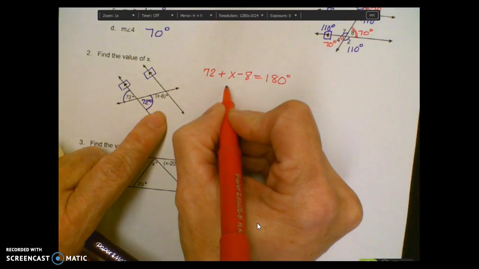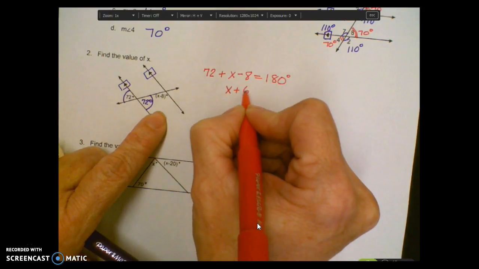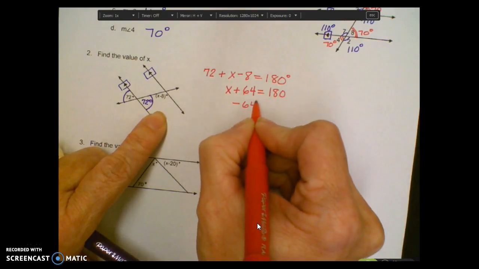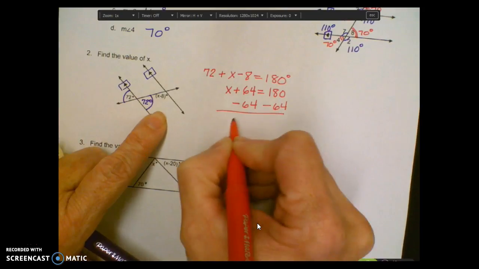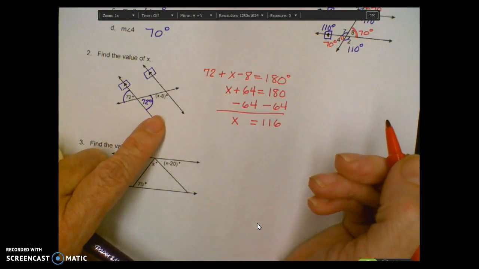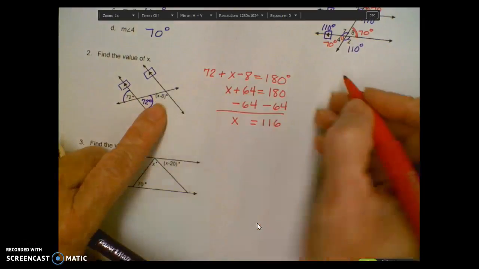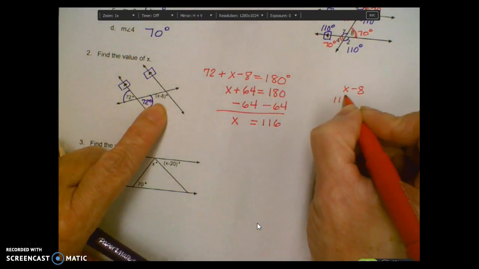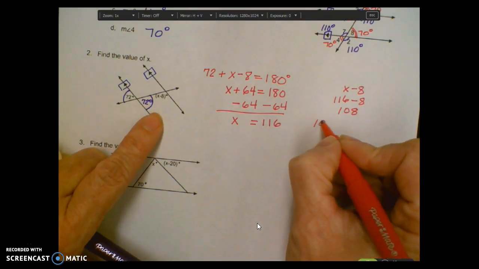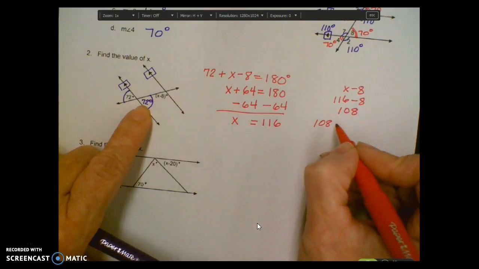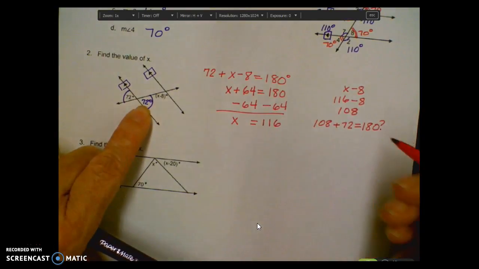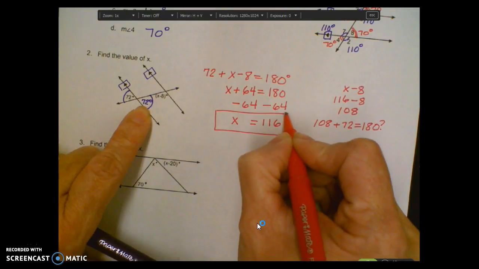Okay, combine our like terms. 72 minus 8 gives us a positive 64. Subtract 64 on both sides, and we get x is 116. Now if we double check it, x minus 8 would be 116 minus 8, which is 108. So the question becomes, is 108 for this angle plus 72, does that equal 180? Yes, it does. So our answer is correct.